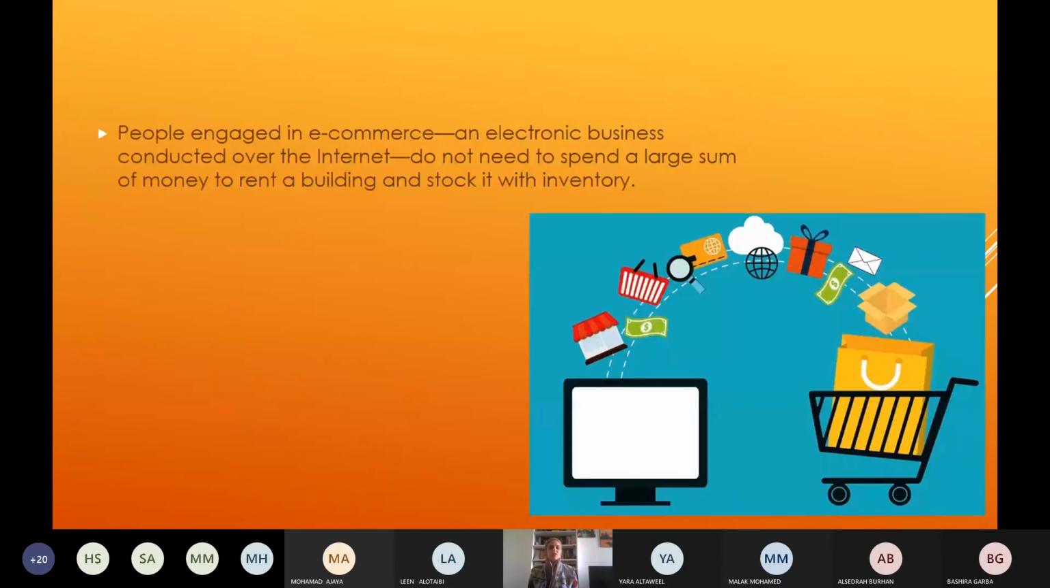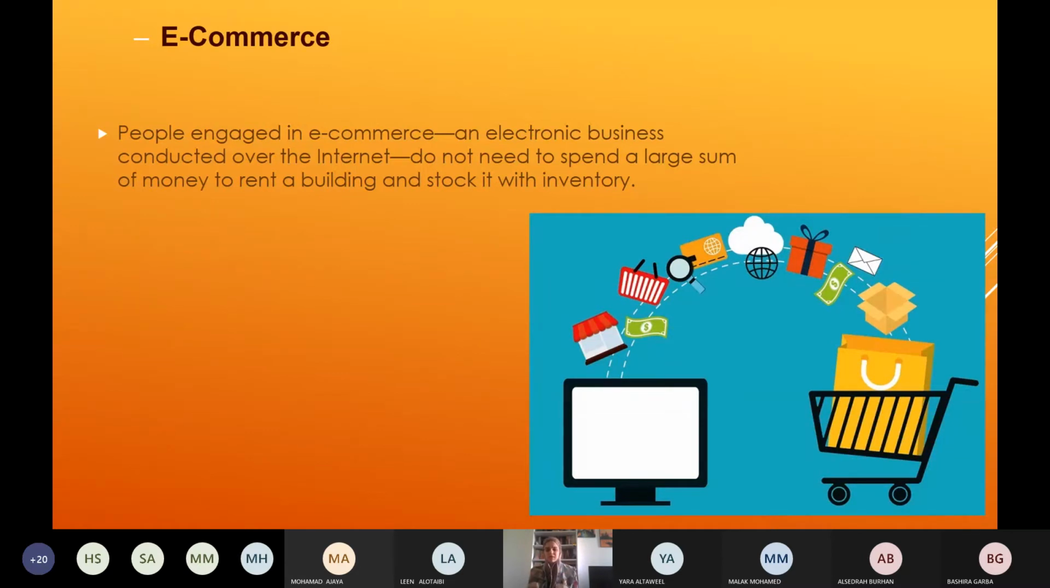Then we discussed electronic commerce, e-commerce. People engage in e-commerce now. We buy from Namshi, we buy from Shein, we buy from Centrepoint online, we buy from Al-Othaim online, we buy from HungerStation. People engage in e-commerce, in electronic business.